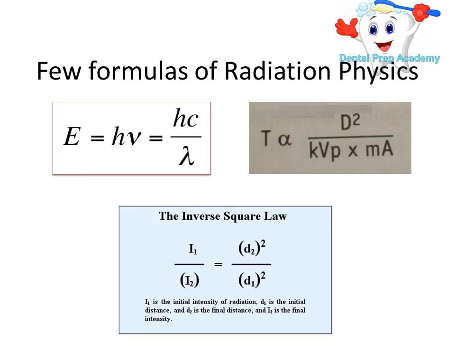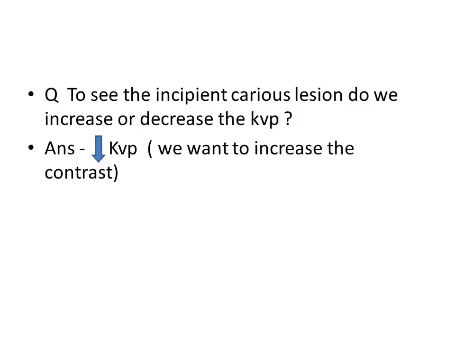Now, these are a few formulas of radiation physics. Energy is given by hc by lambda, where h is the Planck constant, c is the speed of light, divided by lambda. Lambda is nothing but the wavelength. And E equals h mu, where mu is nothing but the frequency. Now, the exposure time is directly proportional to the square of distance divided by the kVp and the mA of the X-ray machine. The inverse square formula we have already discussed.